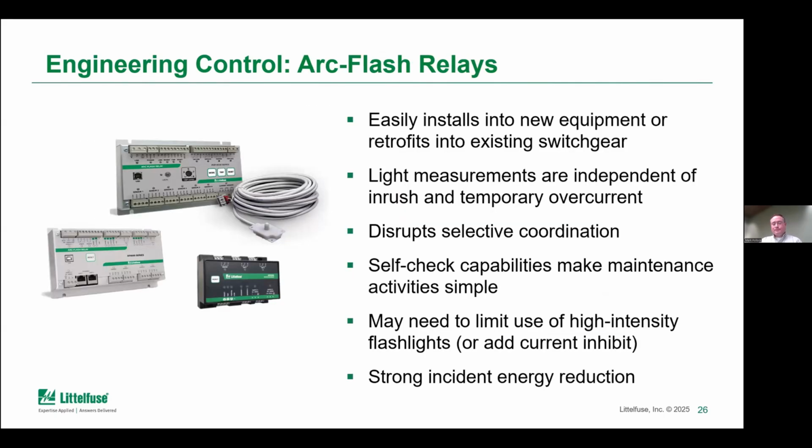One other engineering control is arc flash relays. So this is something that installs into the equipment and uses light sensors to see the presence of an arc. And once it sees that arc, it has a very fast acting trip signal that can trip the breaker. So we mentioned before that an arc can often be below the instantaneous zone of a breaker. So this is a way of seeing the light from an arc and providing a fast trip signal to the breaker to make that interruption happen.